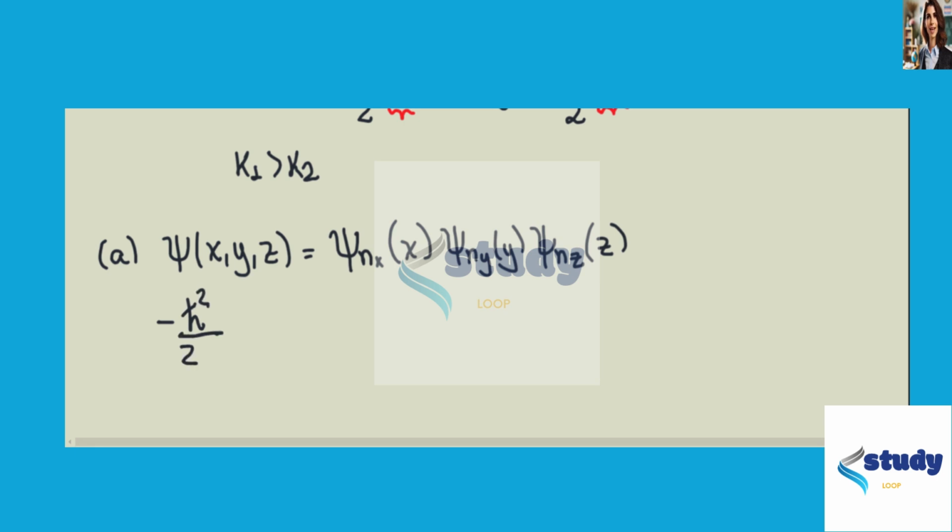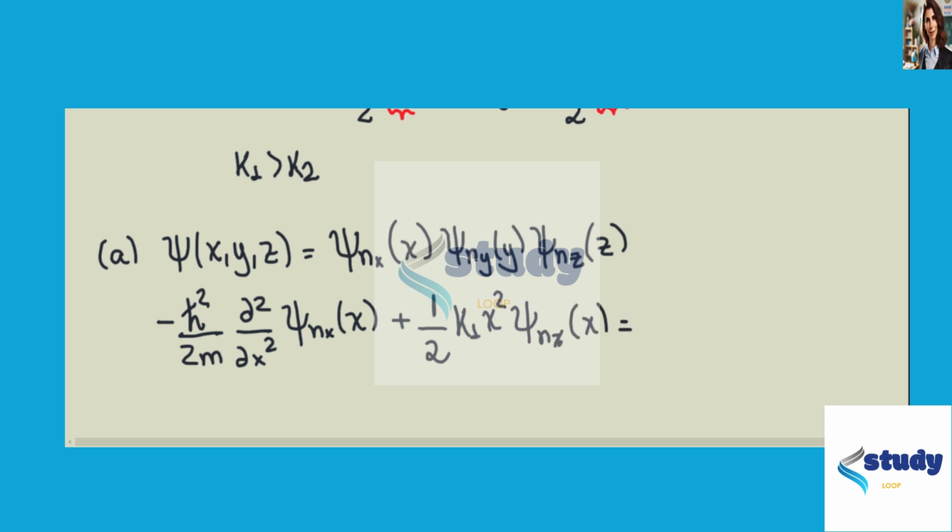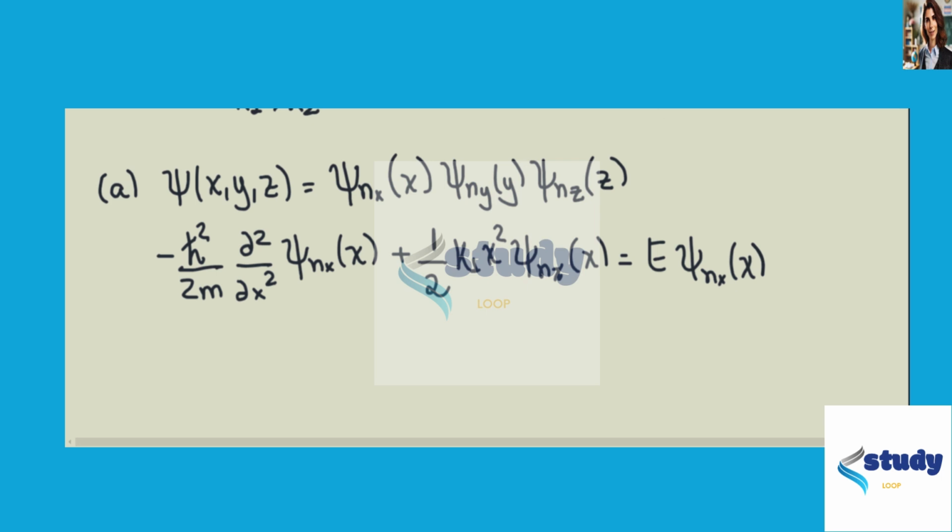Minus h bar squared divided by 2m times the second derivative of psi with respect to x, plus 1/2 of k1 x squared times psi of nx, is equal to E times psi of nx, where E is equal to h bar omega times nx plus 1/2, with omega being equal to the square root of k over m.